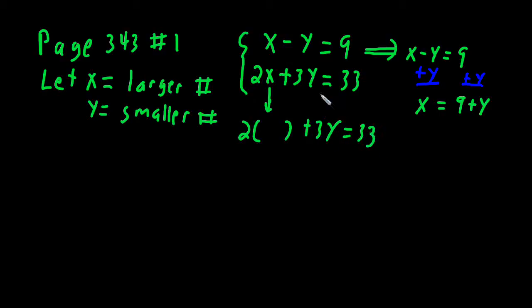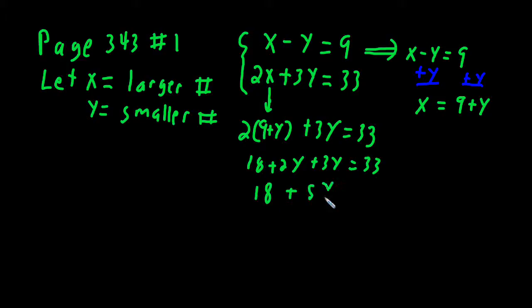So I distribute the 2 here, that's 18, and 2 times y is 2y, plus 3y equals 33. 18 plus 5y equals 33. I subtract 18 from each side, and I'll divide by 5 in a minute. So I have 5y equals, if we subtract, that's what, 15. And finally, I'll divide by 5, and I have half the answer here. y equals 3. So we have half the solution. Need to find the other half, the value of x.